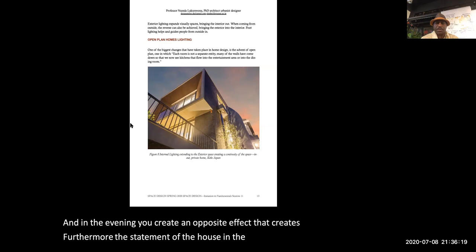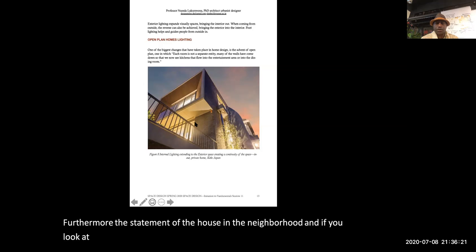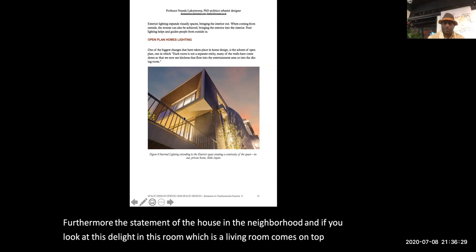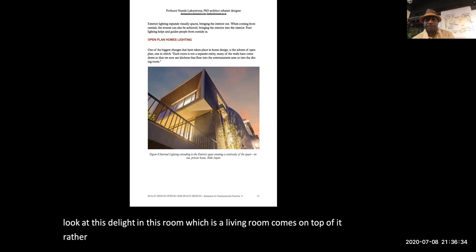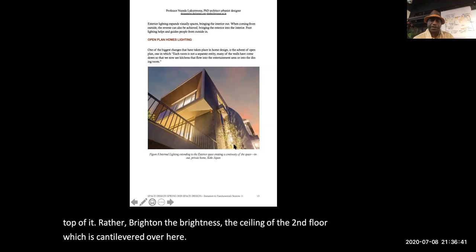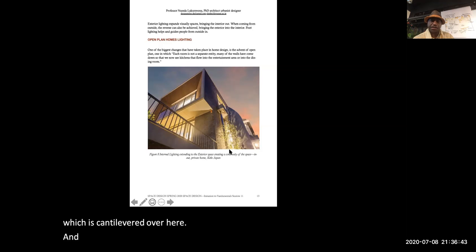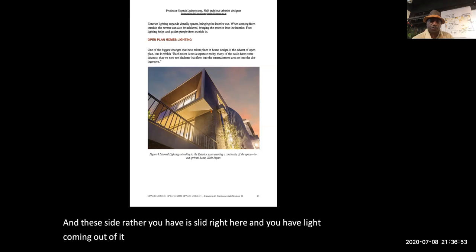And if you look at this, the light in this room, which is the living room, comes on top of it and rather brightens the ceiling of the second floor, which is cantilevered over here. And on this side, you have a slit right here, and you have light coming out of it that flows from inside towards outside.